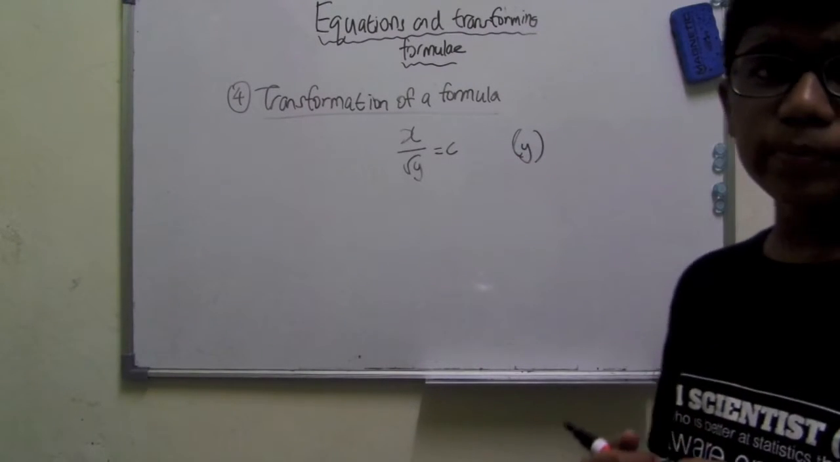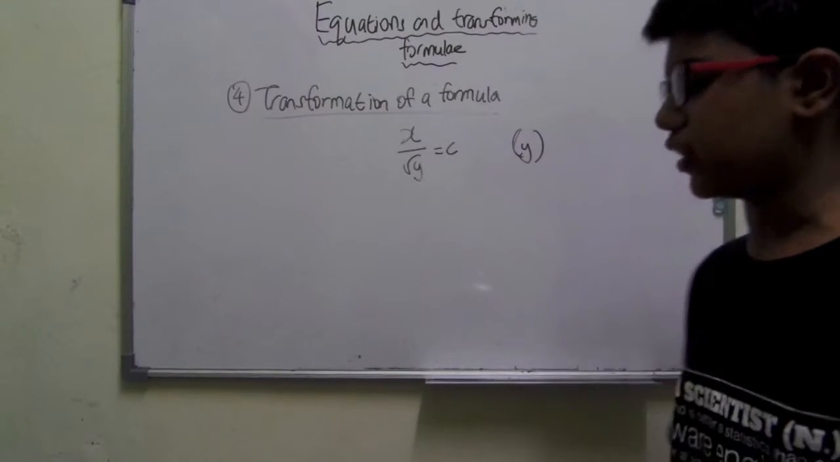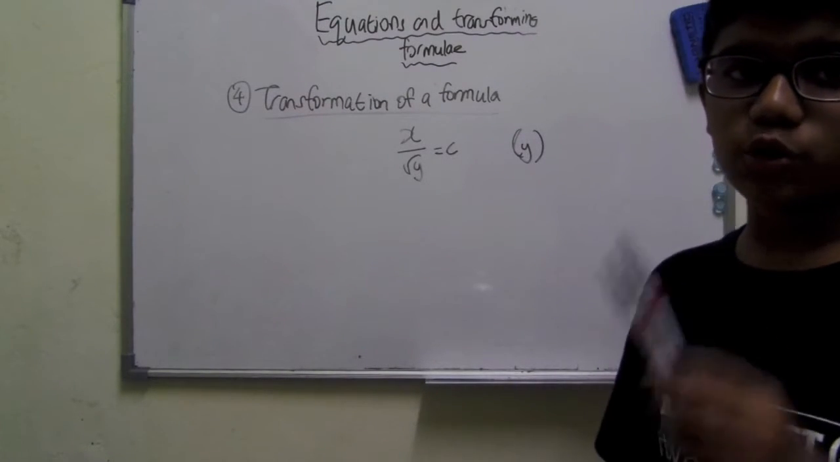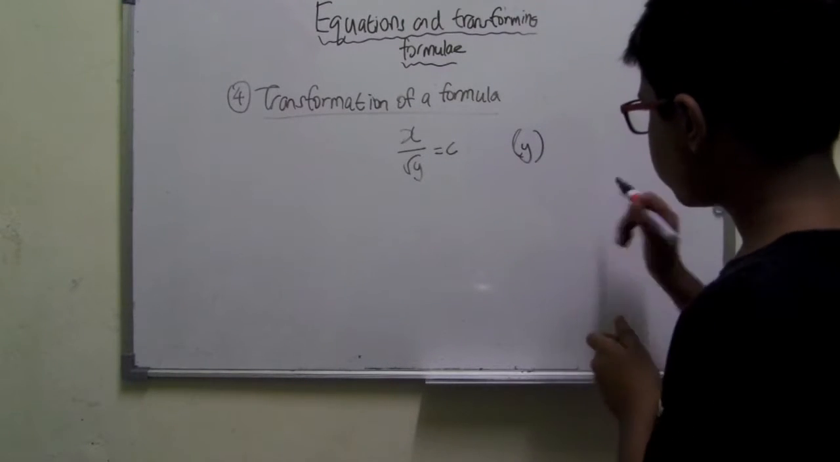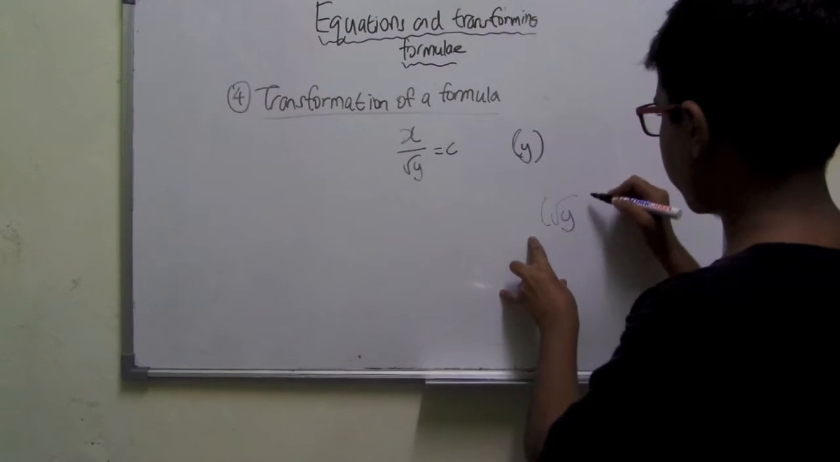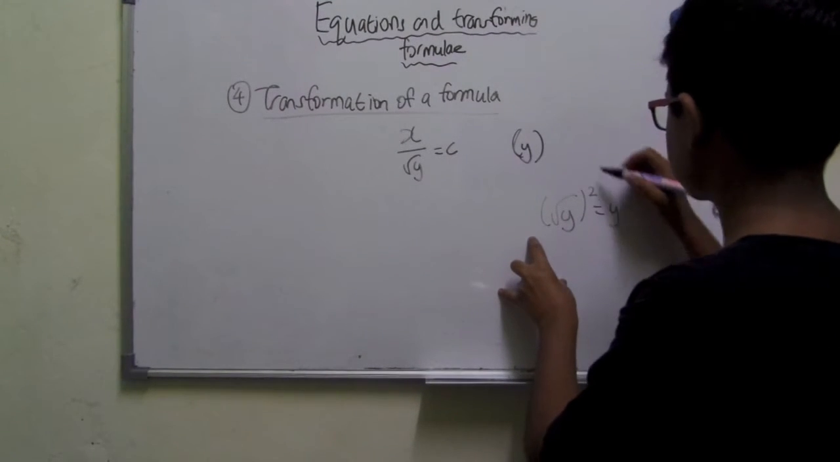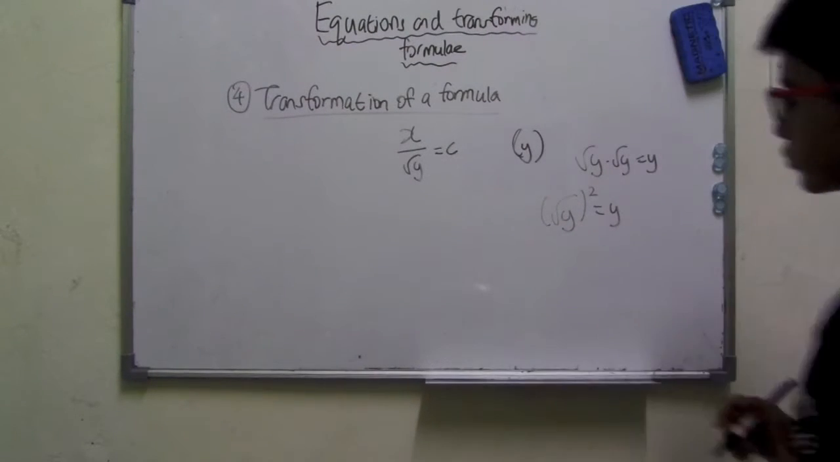Now, most people struggle with this sort of sum. As soon as they see this root, they start to panic. But it's not the end of the world. There's always a strategy for solving this kind of sum. If you remember from year 9, any root squared, so root y squared, will give us y. Root y times root y is y.